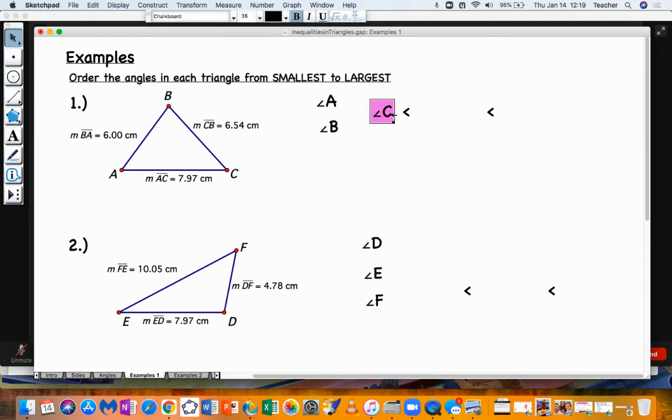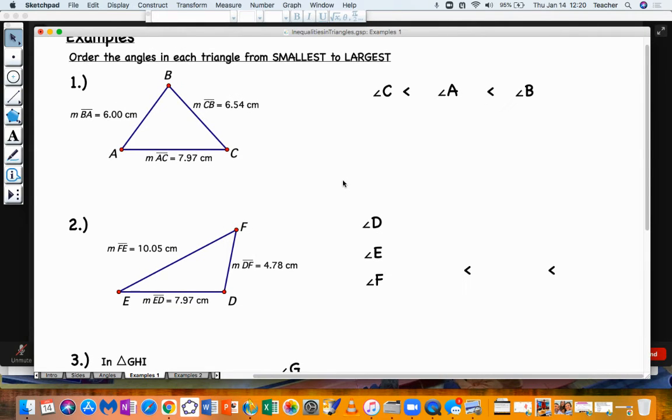So again, going shortest or smallest to largest, we have the less than symbols. The next shortest would be 6.54. That is opposite angle A. And the next one, actually the largest, is going to be 7.97. That is opposite B. So this would be your inequality statement of smallest to largest for this triangle.